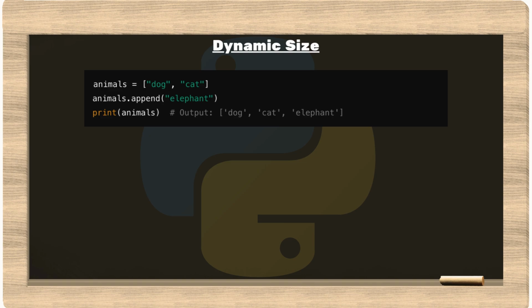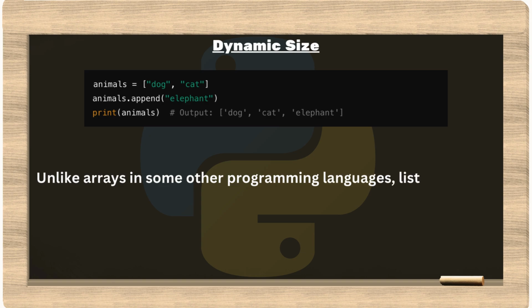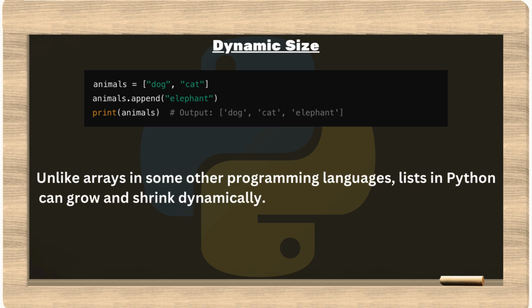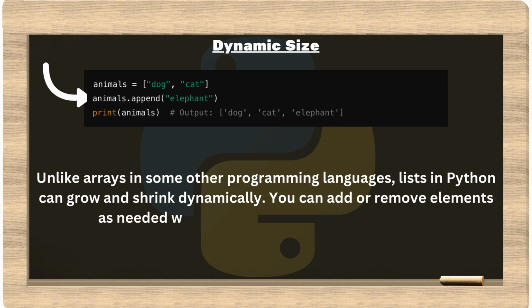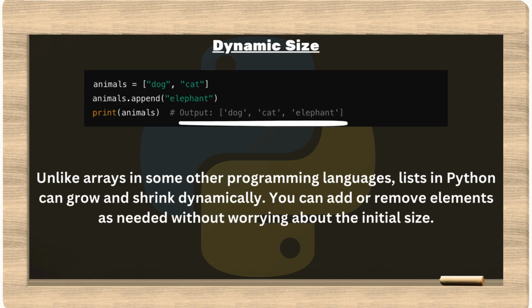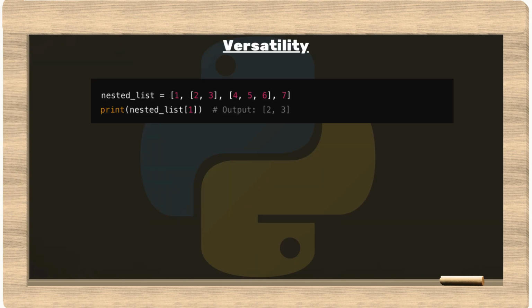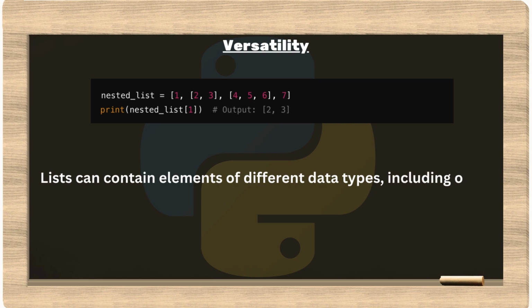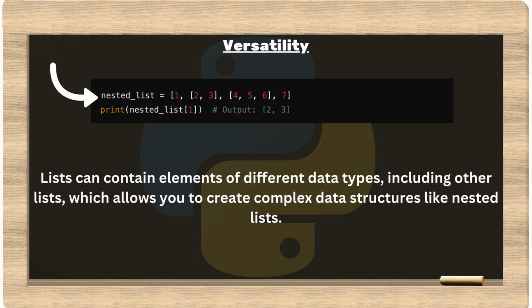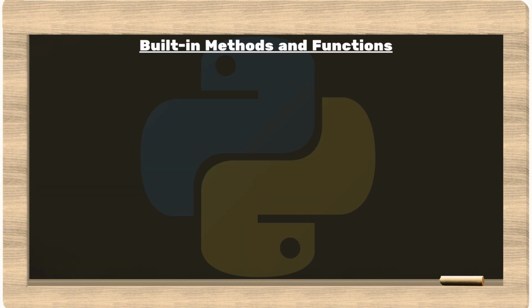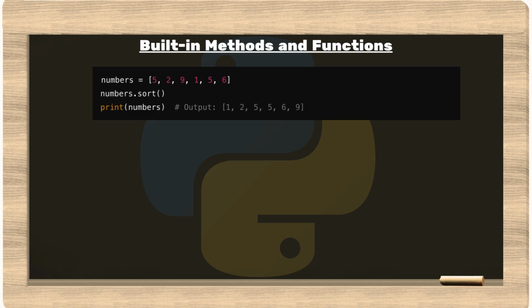Dynamic size. Unlike arrays in some other programming languages, lists in Python can grow and shrink dynamically. You can add or remove elements as needed without worrying about the initial size. Versatility. Lists can contain elements of different data types, including other lists, which allows you to create complex data structures like nested lists.